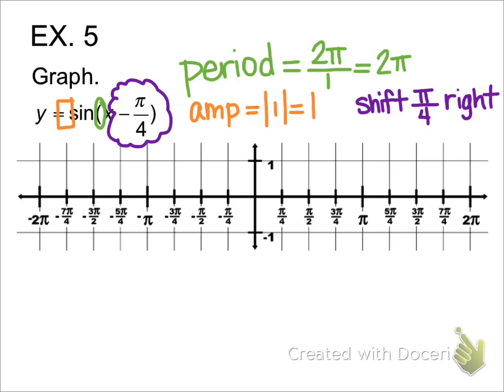So what we need to do is this graph is still going to have a period from 0 to 2π, but it's going to shift over. So instead of starting at 0, we're going to start at pi over 4. And then we're going to follow the same pattern. So I'm going to start at pi over 4. I'm going to go 2 spaces over and go up to 1. 2 spaces over, back to 0. 2 spaces over, down to -1. And then I've run out of room, so I can't go any further.